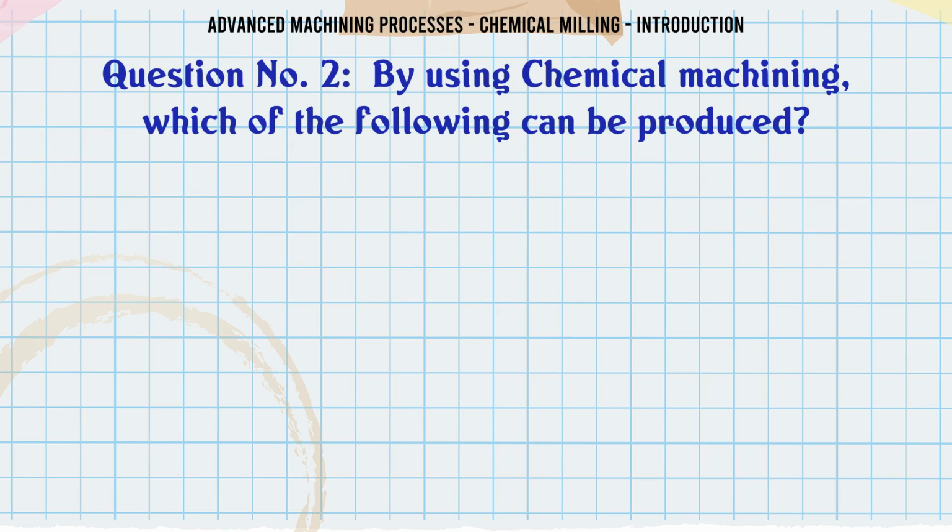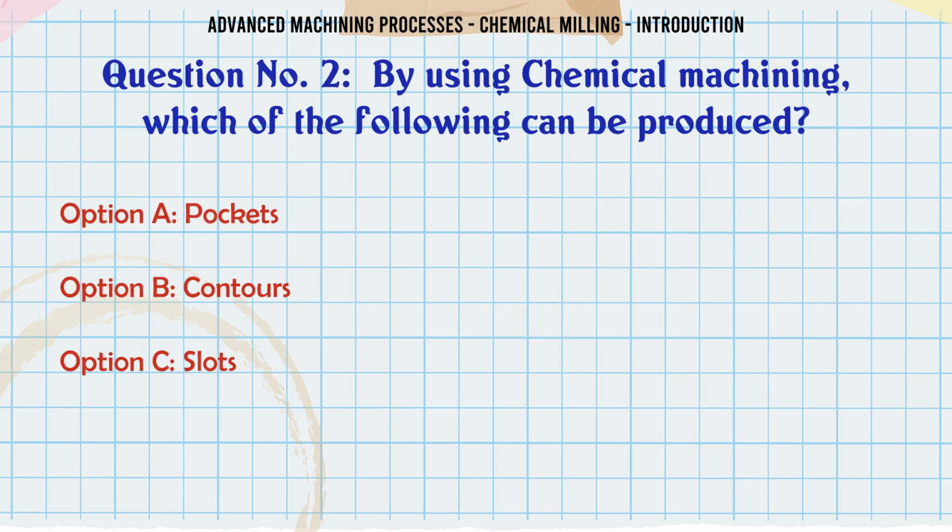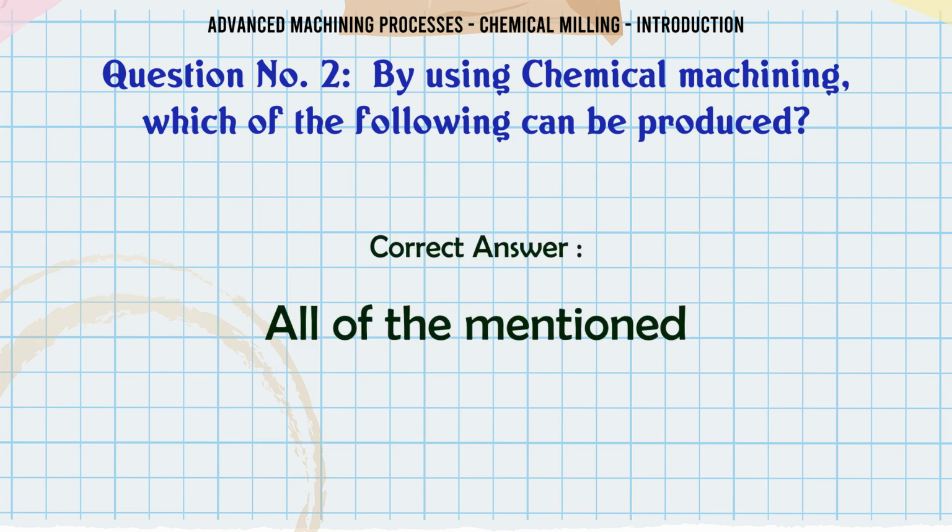By using chemical machining, which of the following can be produced? A. Pockets. B. Contours. C. Slots. D. All of the mentioned. The correct answer is all of the mentioned.